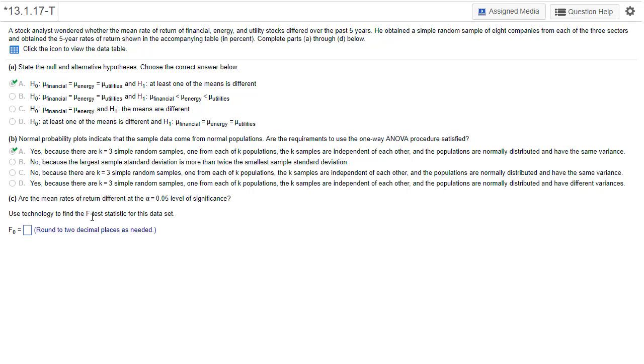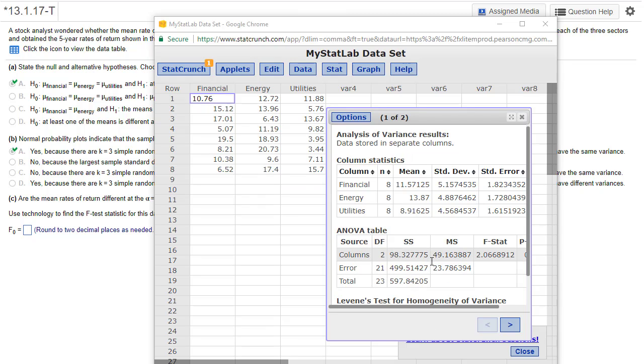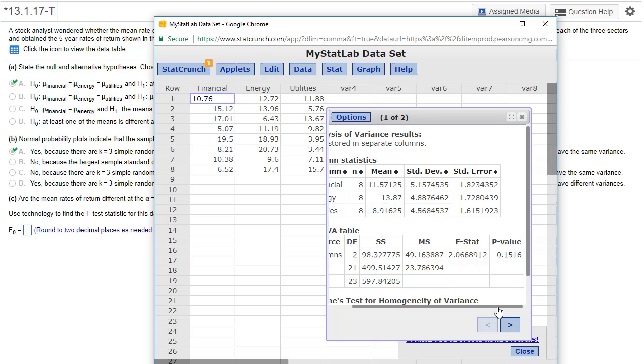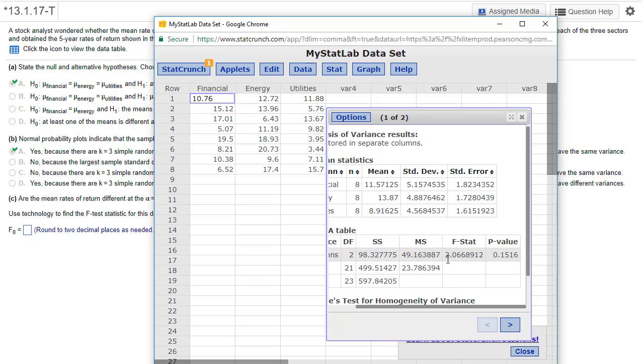Use technology to find the F statistic. And we've kind of already done that, right? We go ahead and run the ANOVA, and there's my F statistic right there, 2.07, because it says around to 2 places.